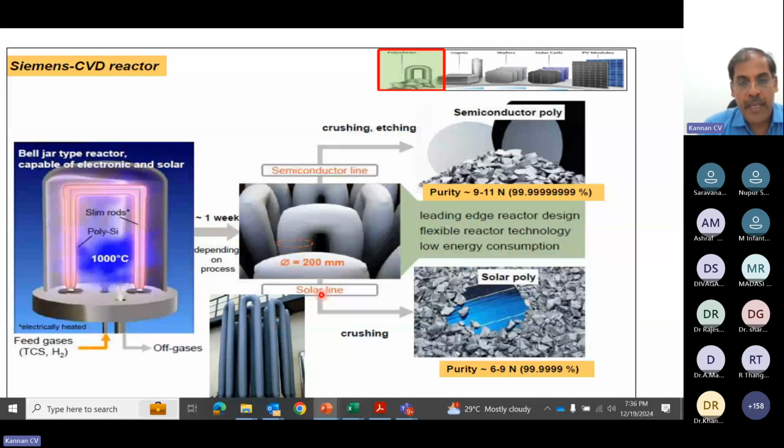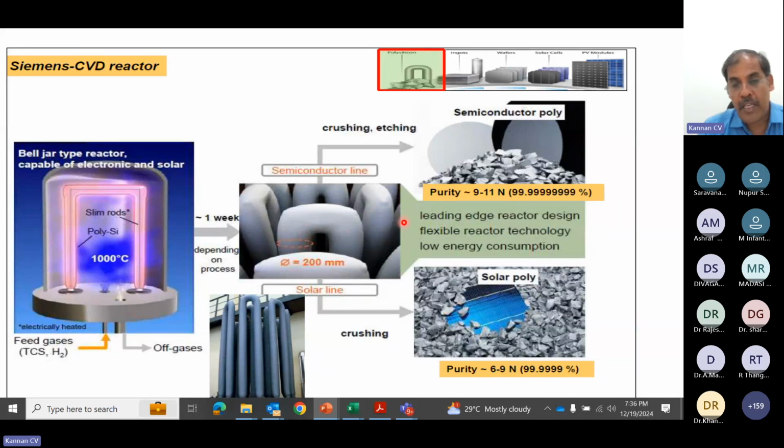So if you break this rod open, inside you have a hairpin-shaped seed rod. On the seed rod, the dissociated silicon will deposit, and based on the deposition process and speed, you can get different qualities of polysilicon.